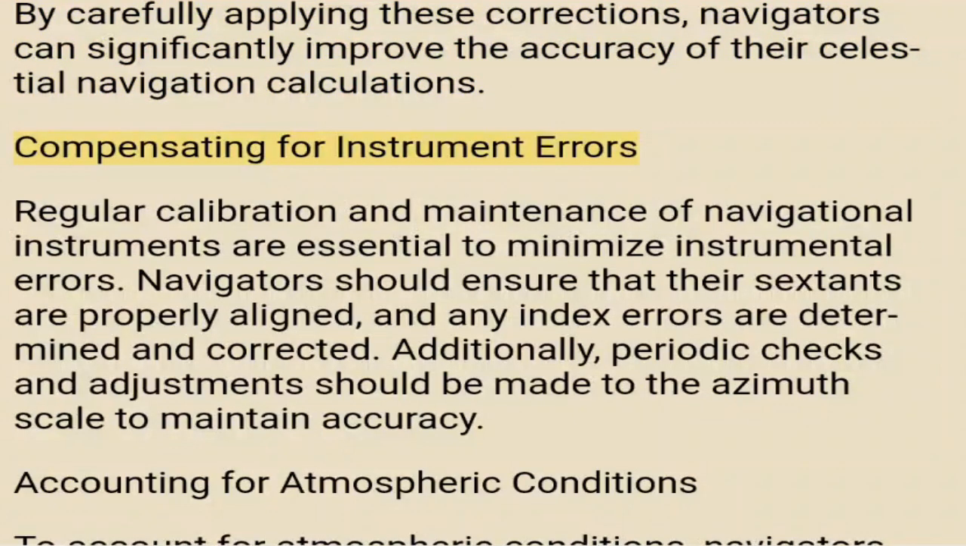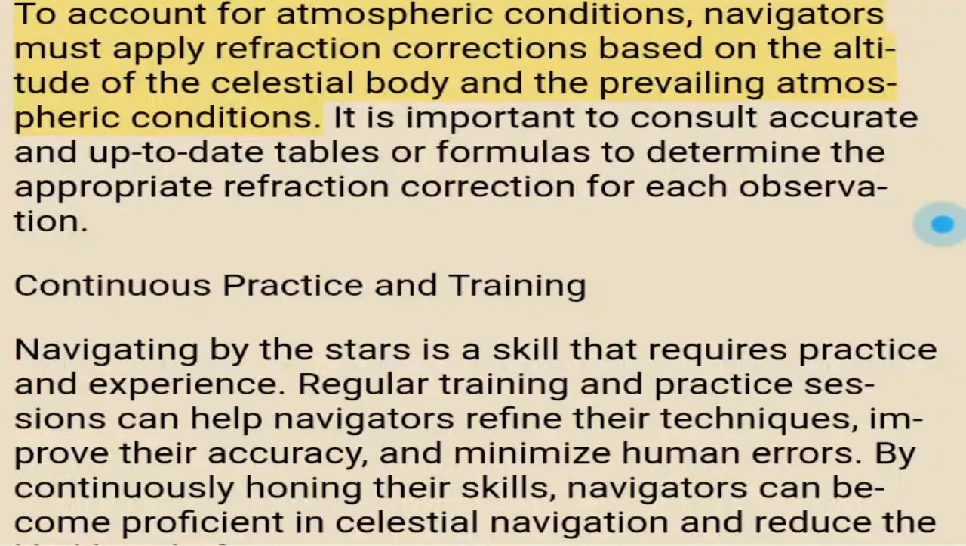Compensating for instrument errors. Regular calibration and maintenance of navigational instruments are essential to minimize instrumental errors. Navigators should ensure that their sextants are properly aligned, and any index errors are determined and corrected. Additionally, periodic checks and adjustments should be made to the azimuth scale to maintain accuracy. Accounting for atmospheric conditions. To account for atmospheric conditions, navigators must apply refraction corrections based on the altitude of the celestial body and the prevailing atmospheric conditions. It is important to consult accurate and up-to-date tables or formulas to determine the appropriate refraction correction for each observation.